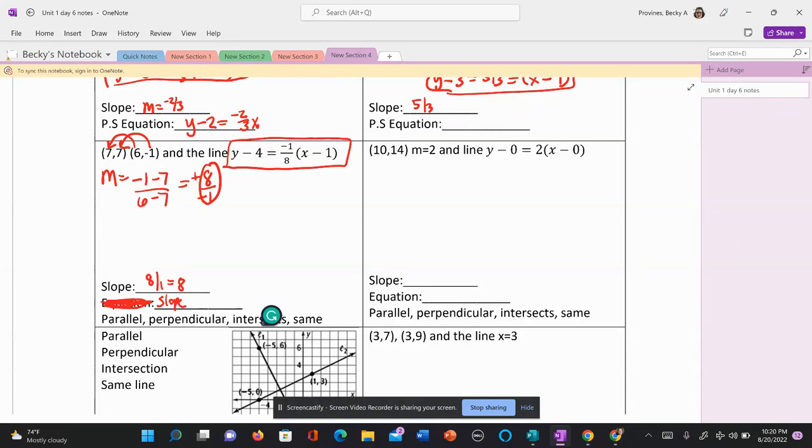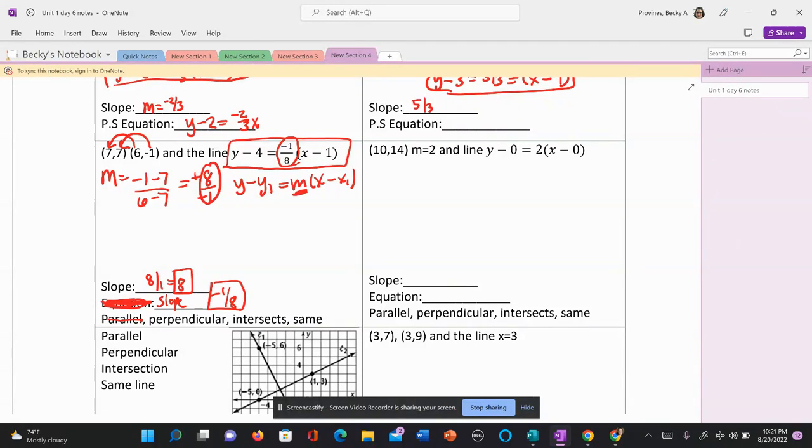Let's find the slope of this line. So y minus y1 equals m, x minus x1. All right, you probably already knew this, but look, in front of x is the m. So this is your slope. So we're comparing them. Okay, so we're comparing this slope to this slope. Are they the same number?